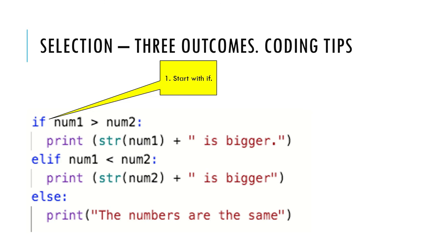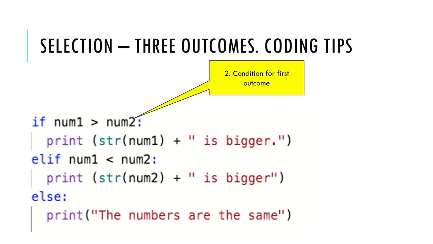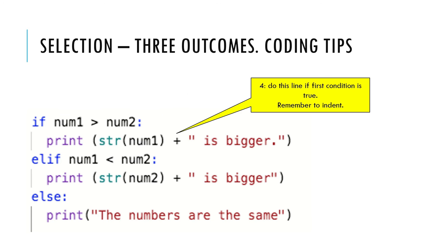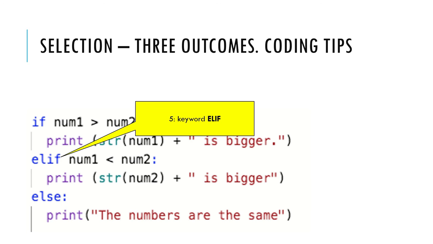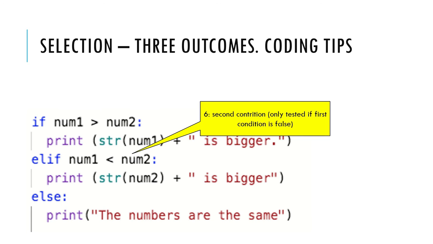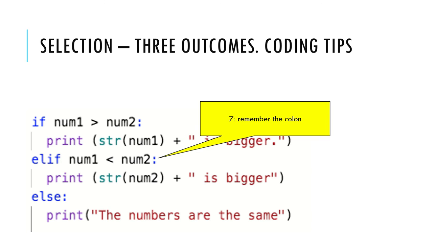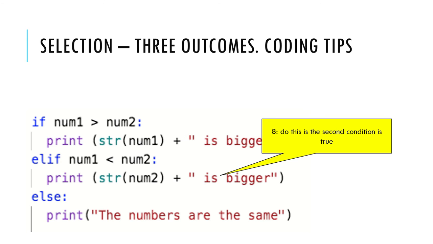So coding tips: if statement, we want the keyword if, we want a condition, we want a colon, indent the next line, which we're going to run if the first condition is true, keyword elif, second condition, colon, indent the next line, and this is the line of code we run if the second condition is true, and then we have the final line of code. We have the keyword else with a colon afterwards, and then the line of code that we're going to run if both of the conditions are false.